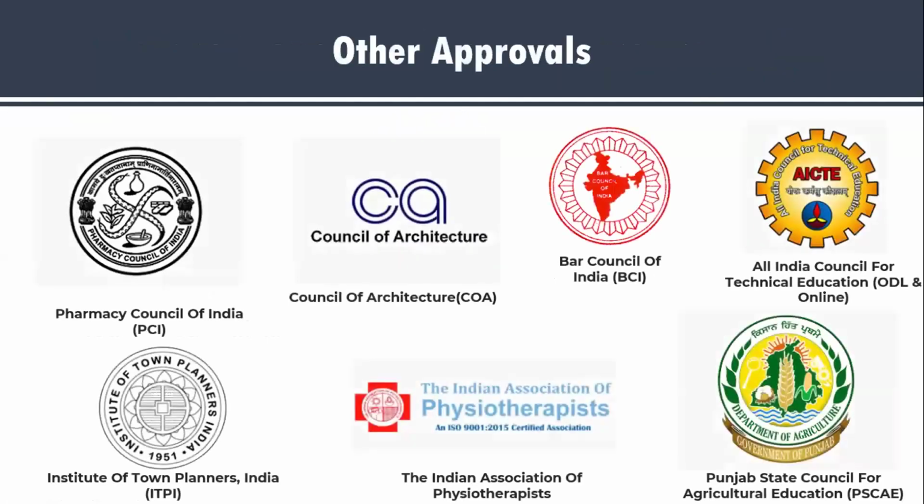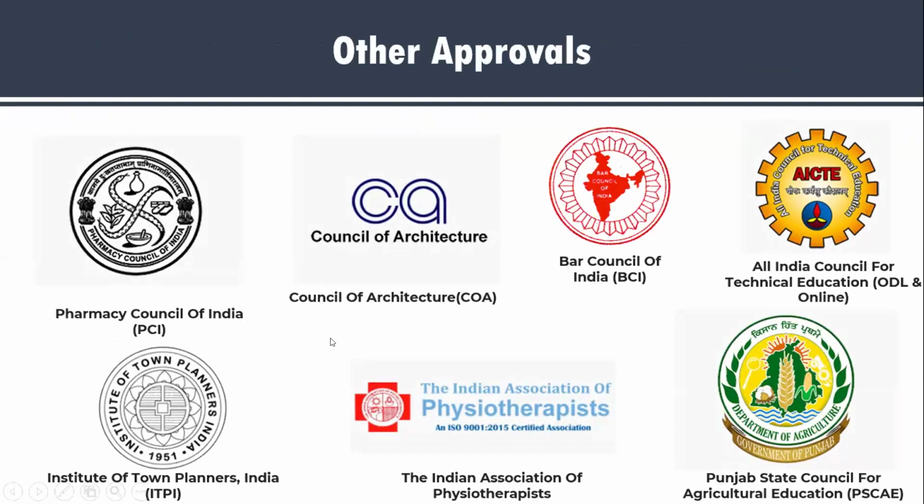And among other approvals, PCI, that is Pharmacy Council of India, is required for the pharmacy programs. Council of Architecture approval is required for the architecture programs. BCI is for the law programs like LLB, LLM. And then we have AICTE approval for the distance learning as well as online programs.